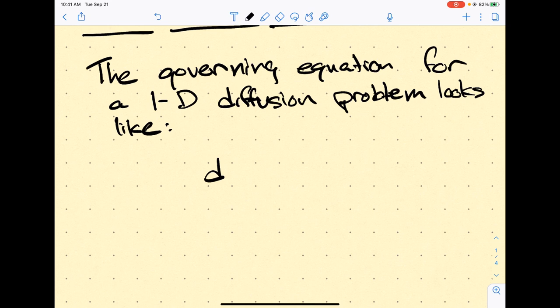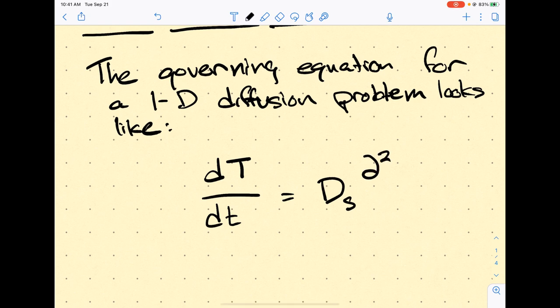So we were in particular modeling the change in temperature with respect to time, and that was equal to the heat diffusivity of a soil, of our permafrost soil, which was assumed to be constant, times the second derivative of temperature with respect to depth. Right, so this was our overarching equation.